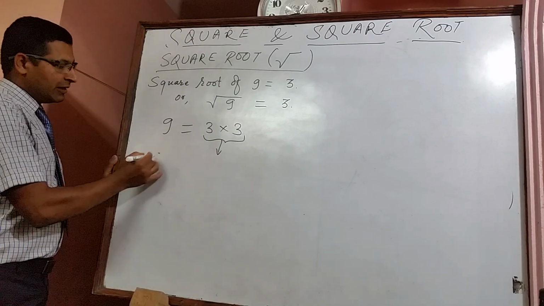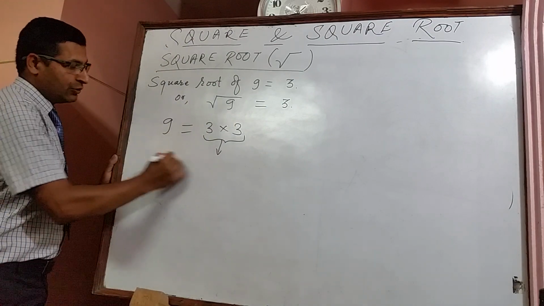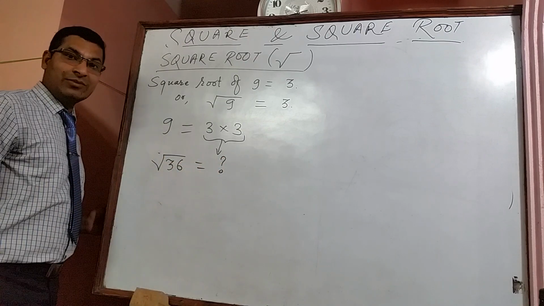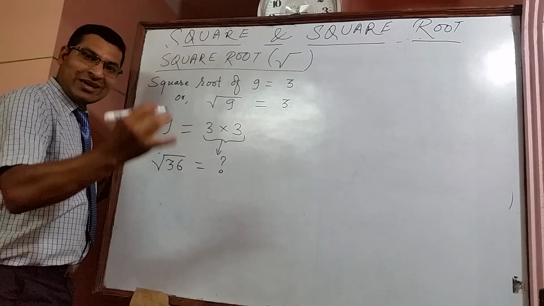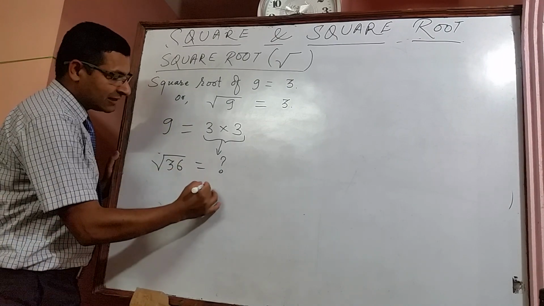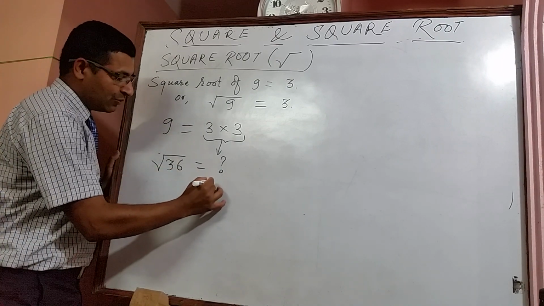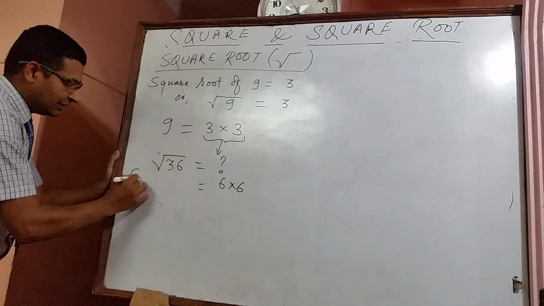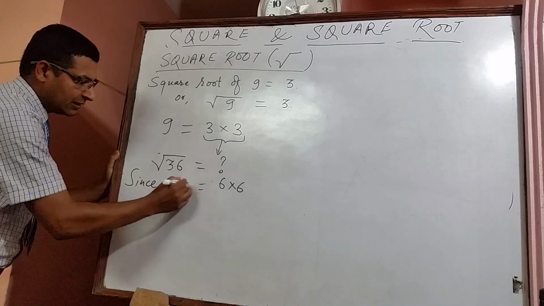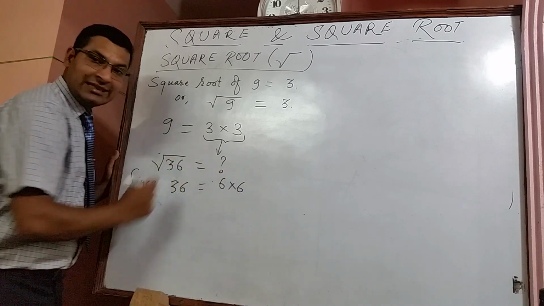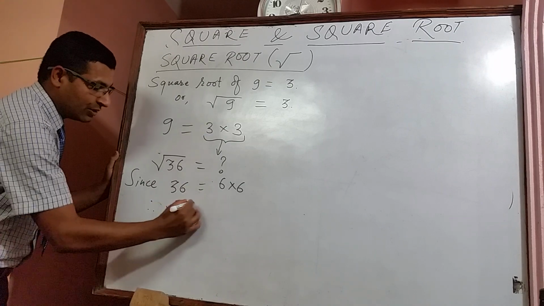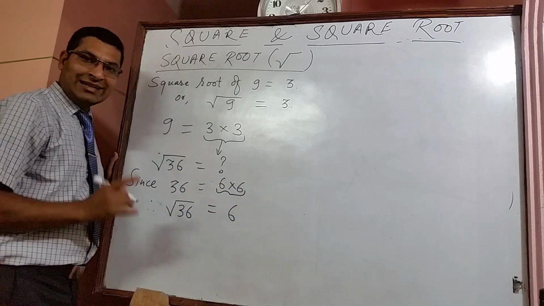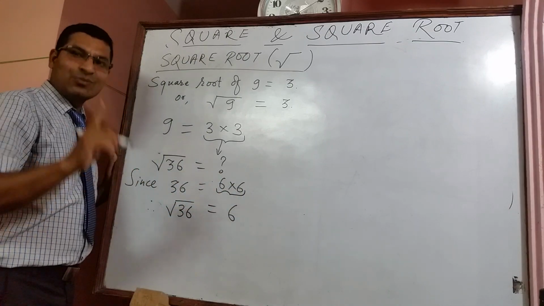And similarly, you may ask, sir, how to find the square root of bigger numbers? It is very simple. See, 36 is equal to 6 multiplied by 6. Therefore the square root of 36 is equal to 6, because we write one of the identical numbers.